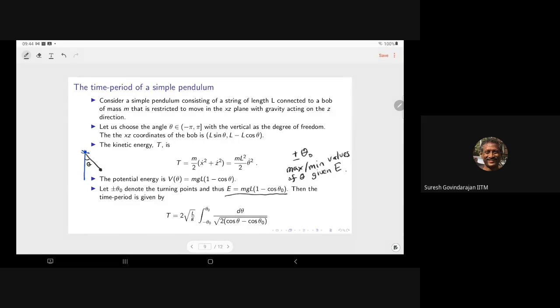Because at those points, all the energy is potential energy, so you just put in theta naught. So this is the energy. So you go back to the time period formula which we had, which was, if you remember, some dx by root of E minus V. So if you plug that in, you will get this nice integration: T equal to 2 times root L by g, integrated from minus theta naught to plus theta naught with this integral. It's easy to show.